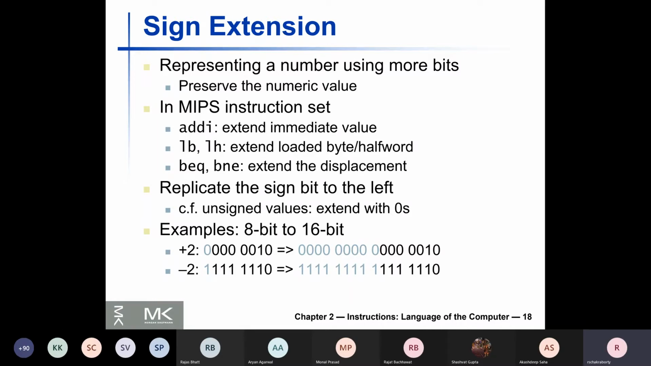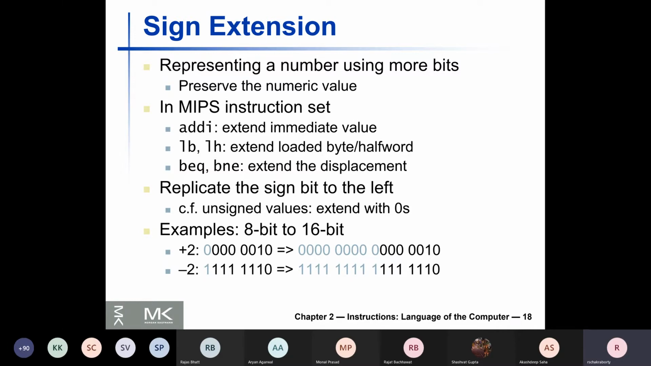But okay, you have to do something. So what MIPS does here is sign extension. Then there are other types of instructions called branch on equal (BEQ) and branch on not equal (BNE). We will study them in due course. They also extend. There is a parameter in them called displacement. They also extend.